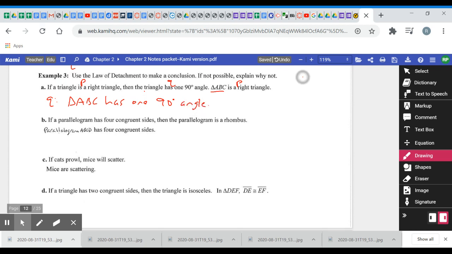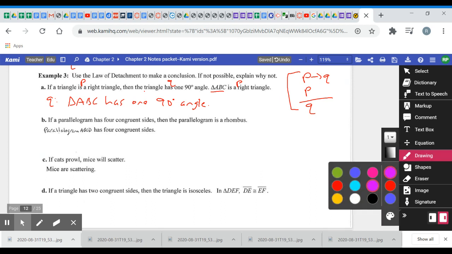And I'm going to show you off to the side here again what the law of detachment is. And I just think at first it helps to see it. If I was taking a quiz or a test with this stuff, I would remember that as a little formula to write at the top of my paper and then use that to help me answer the questions about law of detachment. Okay, on B, let's switch colors here.